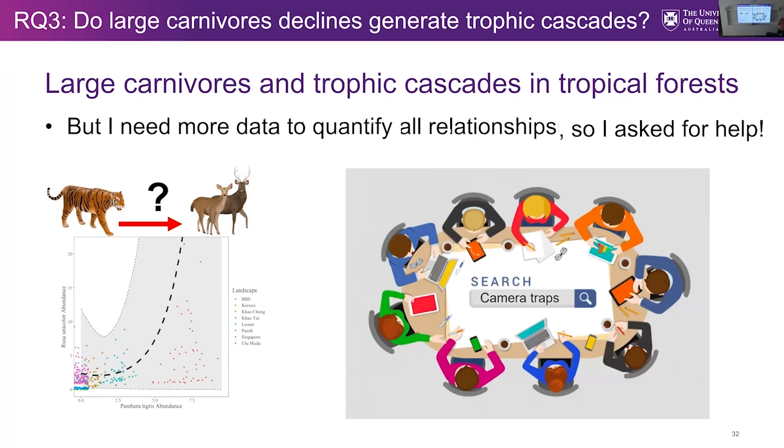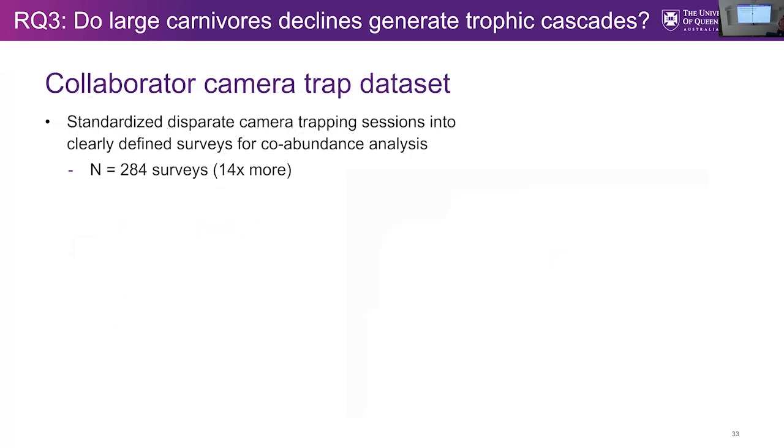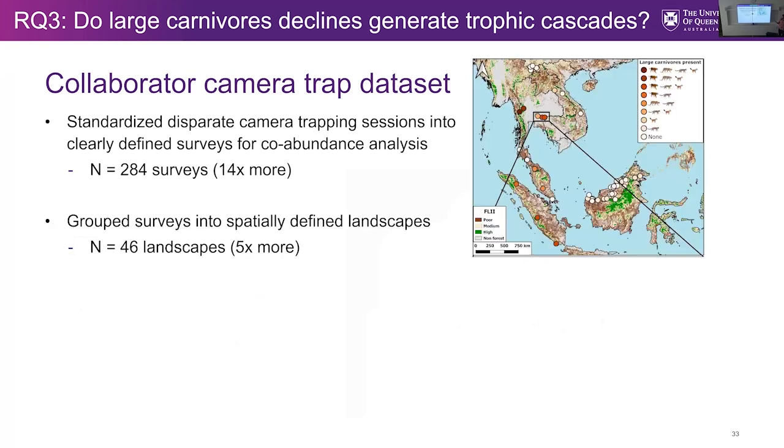So with the help of my advisor, I simply asked for help. And we developed a large collaborator camera trapping data set where I was able to standardize lots of different disparate camera trapping sessions into clearly defined surveys for this co-abundance analysis, which increased my surveys by 14 times. I grouped these surveys into spatially defined landscapes, which led to almost 5 times as many landscapes occurring in 7 different countries in Southeast Asia.